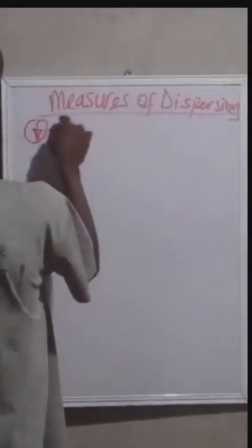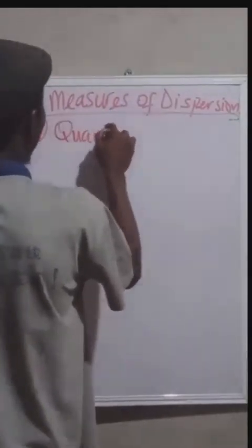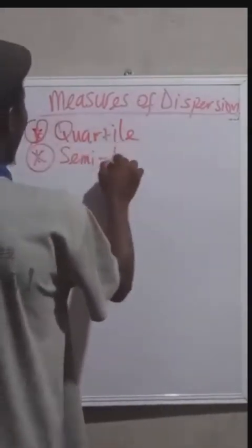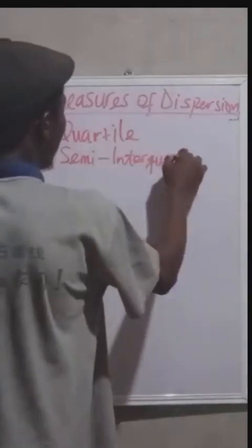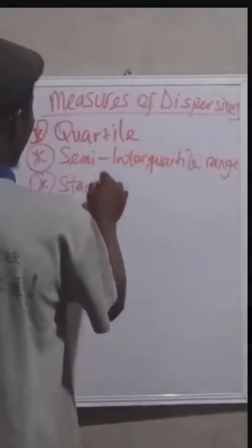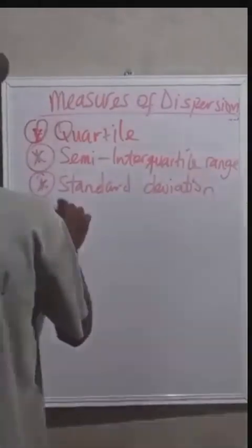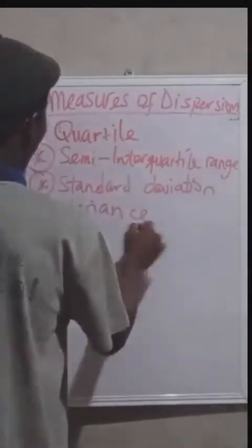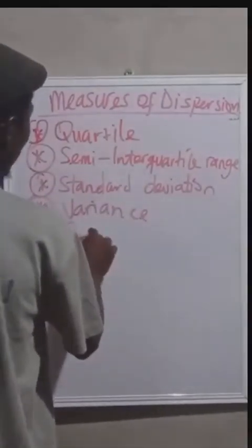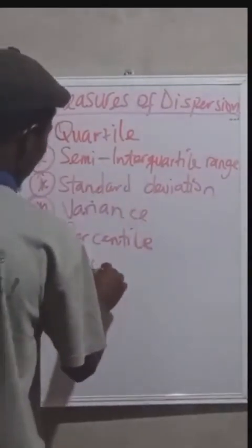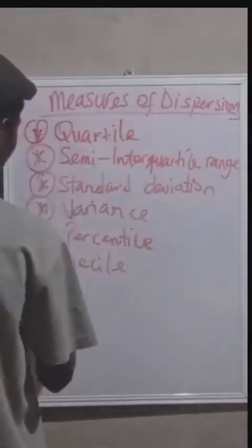So follow me. We have quartile, semi-quartile range, standard deviation, variance, percentile, deciles, and we'll also talk about range.